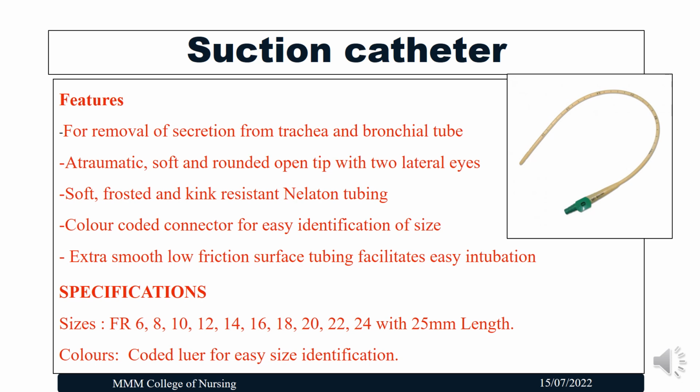If you see the specifications, the suction catheters are available in different sizes. The sizes vary from 6 to 24 with a length of 25. The catheters also have different color codings on the hub for easy identification.